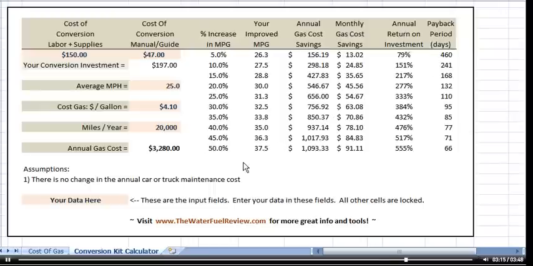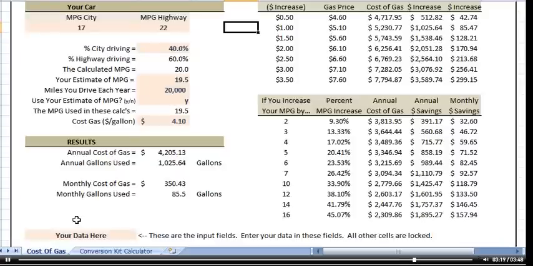So this is a little bit of what the fuel savings calculator can do for you. Just a quick overview. It's a very powerful tool to give you a real keen insight as to what you pay for gas and how things like higher gas prices or improved miles per gallon on your vehicle can really affect how much you pay for gas each year.